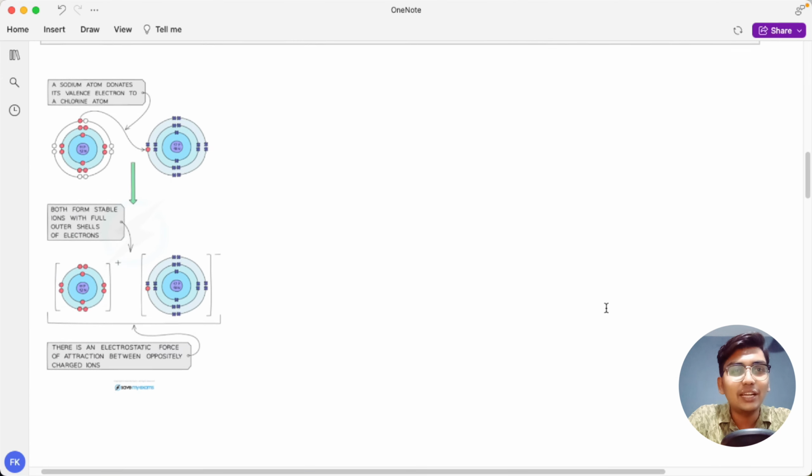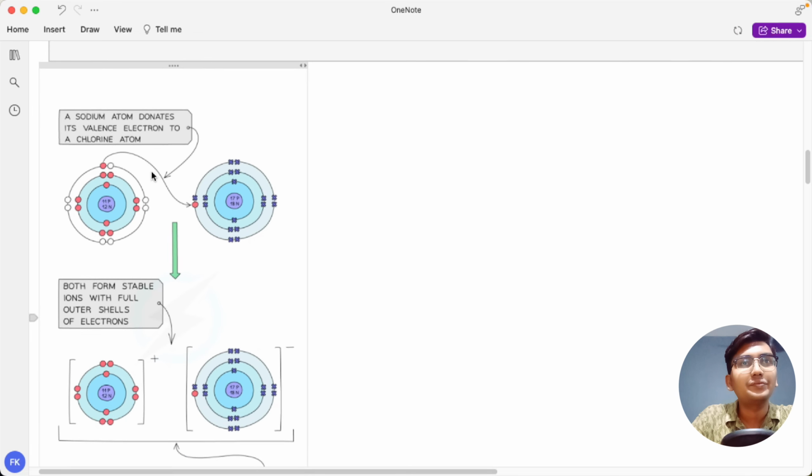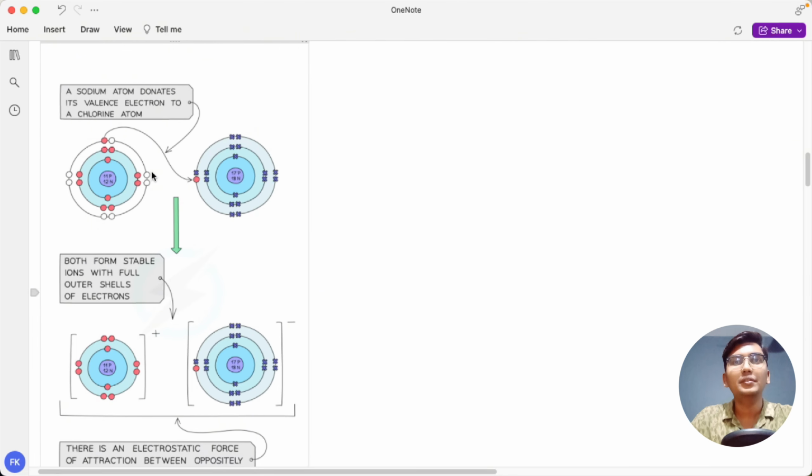Now let's look at a dot and cross diagram. This diagram is actually taken from the website savemyexams.com. You can definitely visit their site. So as you can see, this is the diagram of a sodium atom. The sodium atom donates its valence electron to form a chloride ion.